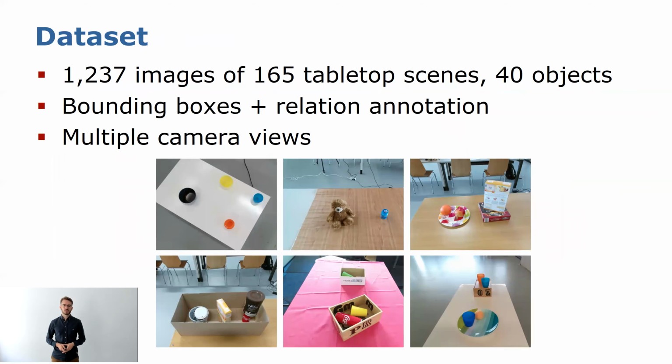To evaluate our approach, we recorded a dataset with a total of 1,237 images, around 140 tabletop scenes, and 5,304 relations. To help our approach become less sensitive to viewpoint changes, we recorded the scenes from multiple viewpoints, ranging from object-centric to top-down with a Kinect RGBD camera. We annotate the recorded images with bounding boxes and pairwise spatial relation information.